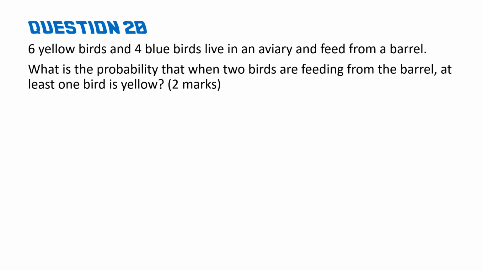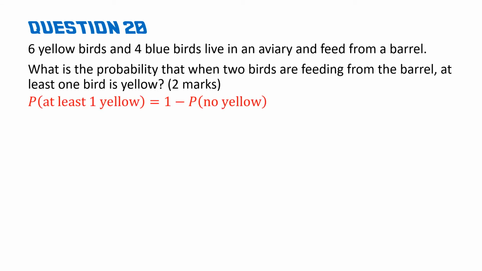Question 20. We've got 6 yellow birds and 4 blue birds that live in an aviary. They are feeding from a barrel. What is the probability that when only 2 birds are feeding from the barrel, at least 1 bird is yellow? Now, when we see probability of at least something, what we want to do is take away the probability of not that. So in this instance here, what's the probability at least 1 bird is yellow?